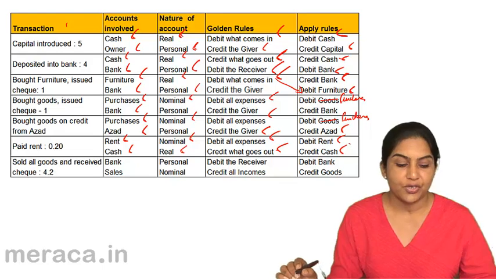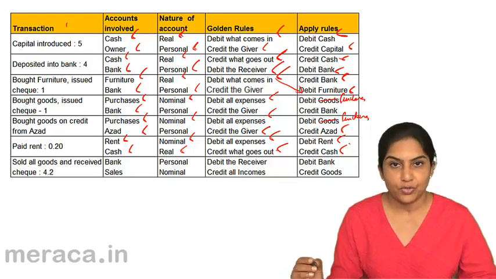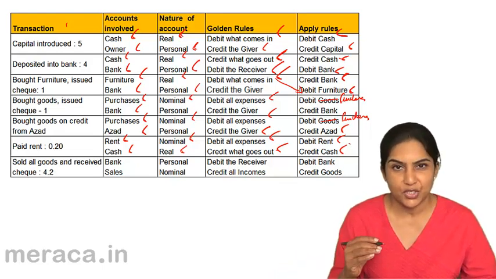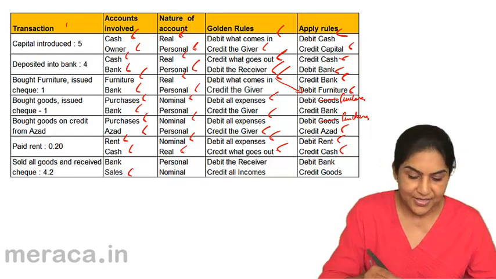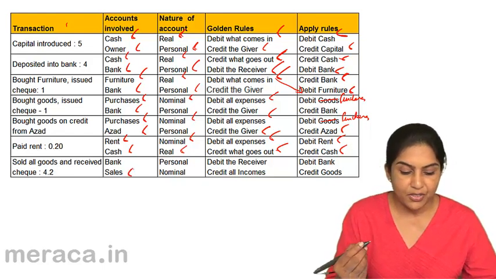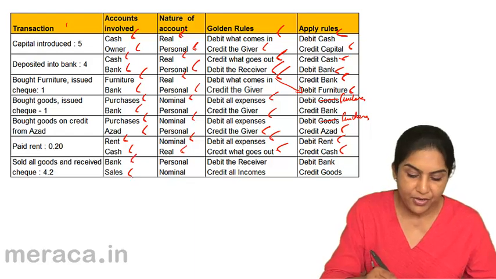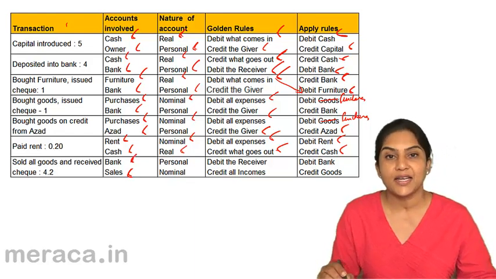Sold all goods, received 4.2. Sold goods, goods go out, but we don't say sold goods, we say it is sales. So what are the accounts involved? Received a check, so bank account and sales account.